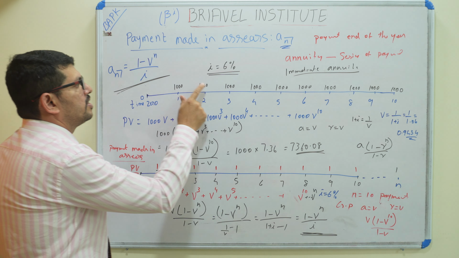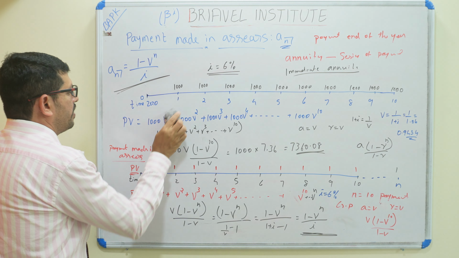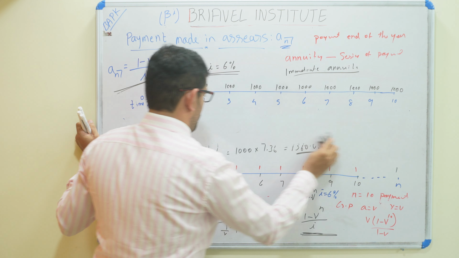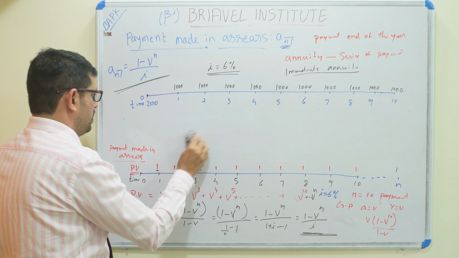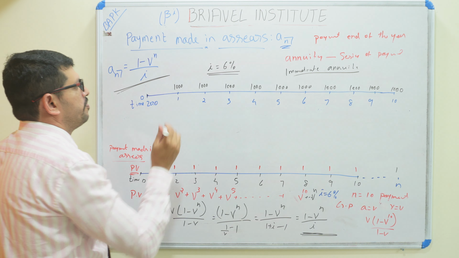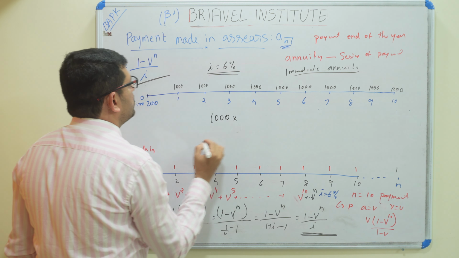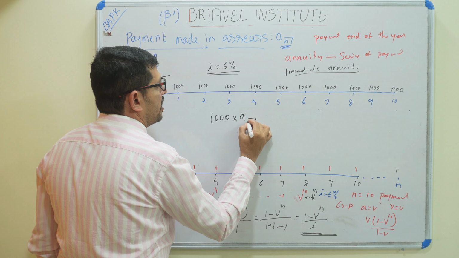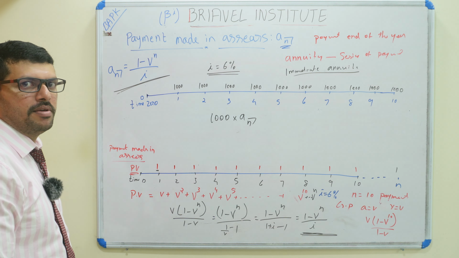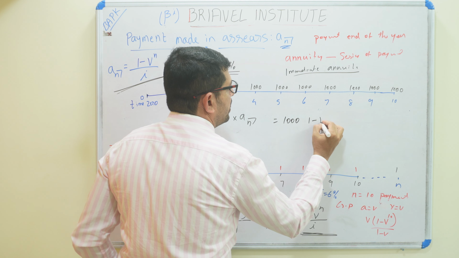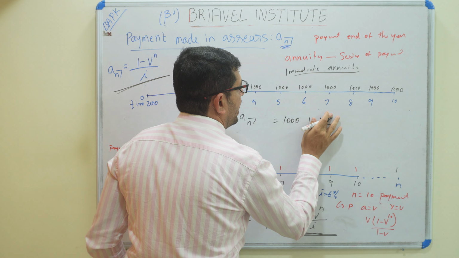So here we are taking the 1000. Directly we can apply the 1000. How to apply 1000? Here we know that it is a payment made in arrears each year. So 1000 is multiplying with the an. So this is equal to 1000 times (1 minus v raised to n) divided by i.